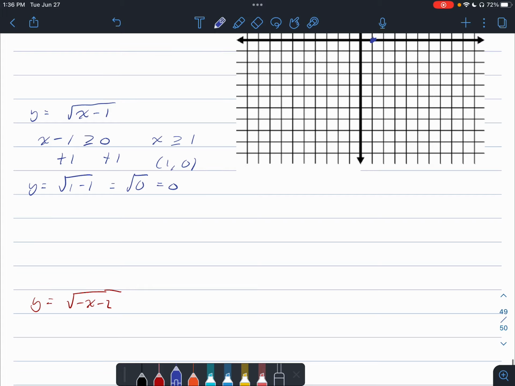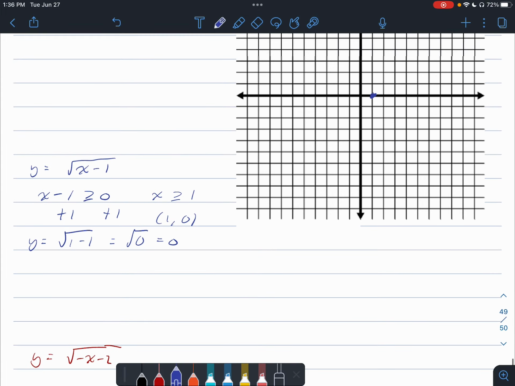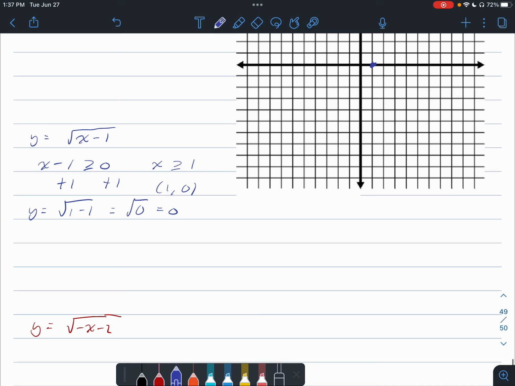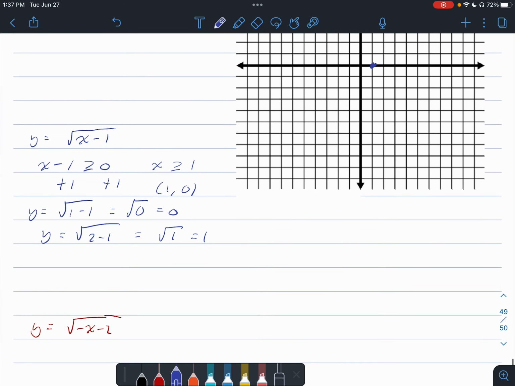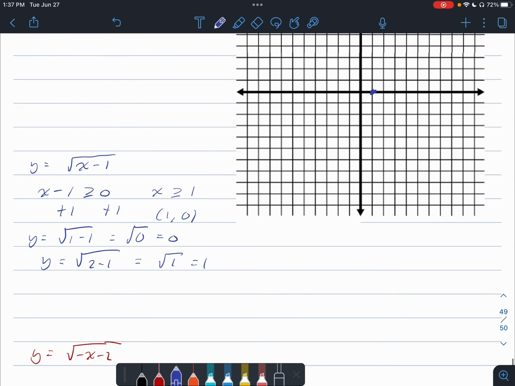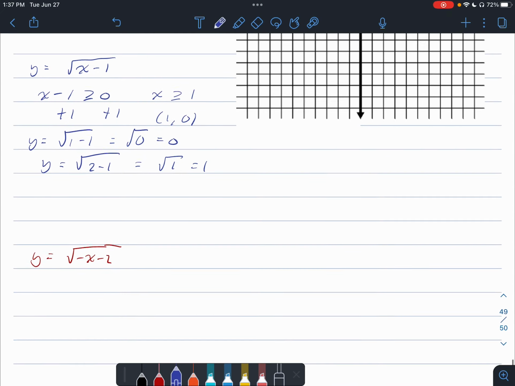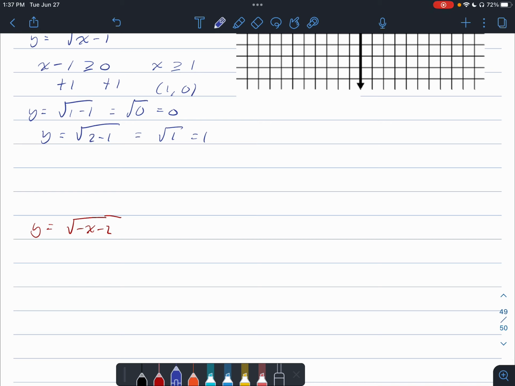Okay? So, like I said, we're only considering points now that are greater than or equal to 1. So let's plug in the point 2. So we'll have y equals the square root of 2 minus 1, or we have the square root of 1, or just 1. So for x equals 2, we'll have (2, 1). And I'm actually going to do 4 next because that's going to be a clean example. Let's consider y equals the square root of 4 minus 1.